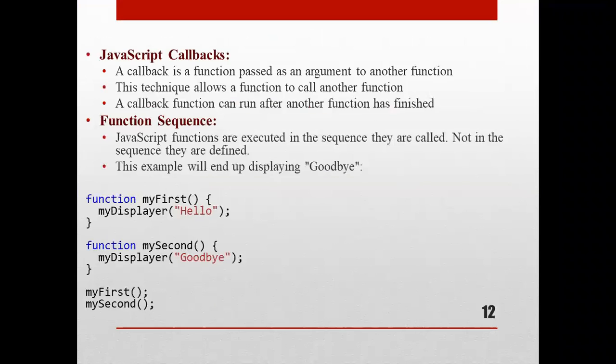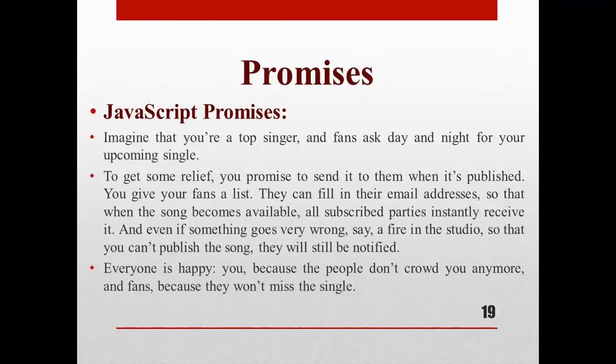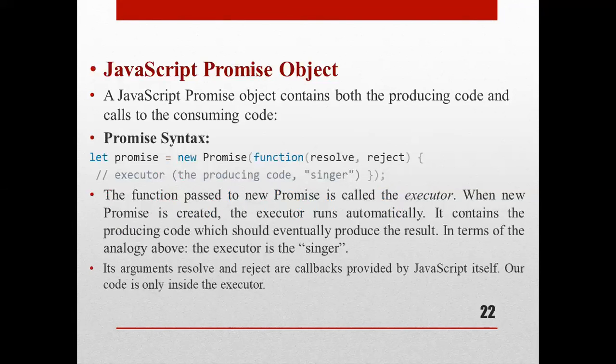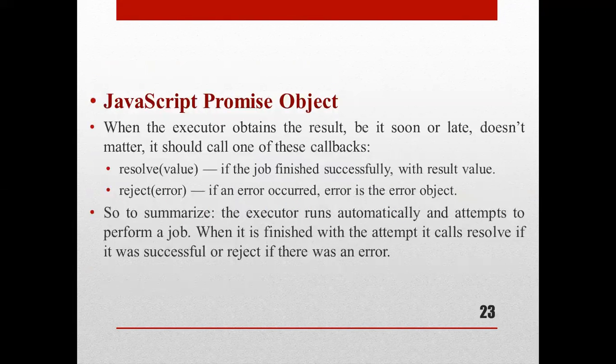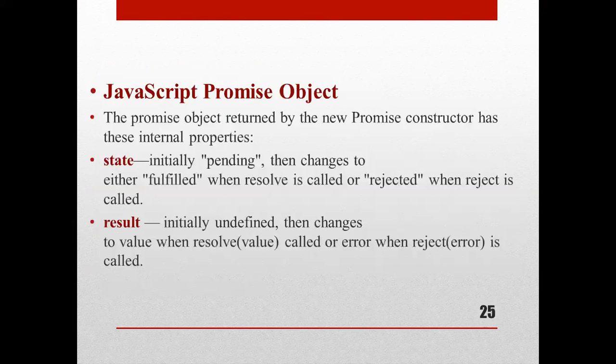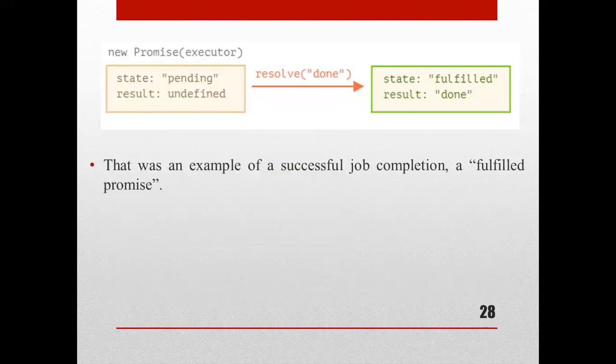Then we have seen JavaScript promises, with some examples for promises. We have seen the JavaScript promise object, what the resolve and reject stages are, that is pending, fulfilled and rejected. Here you can see this. We have seen the state and result for this promise object.